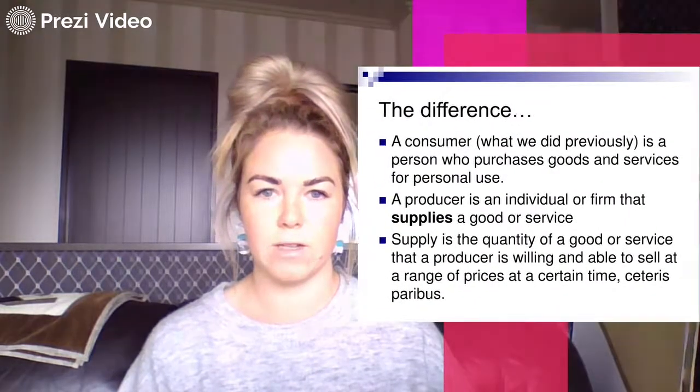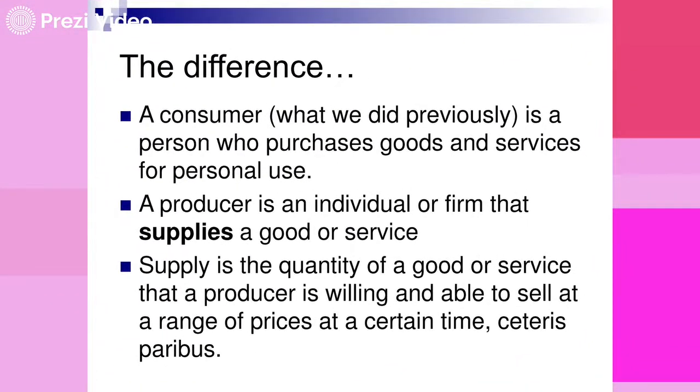So remember the difference between a consumer and a producer. A consumer, that's the topic we did previously, is the person who purchases goods and services for personal use. And a producer, which is what we are doing now, is the individual or a company or a firm that supplies the good or service. And our definition of supply that we've learnt is the quantity of a good or service that a producer is willing and able to sell at a certain range of prices. So remember our key words there: quantity supplied and willing and able.